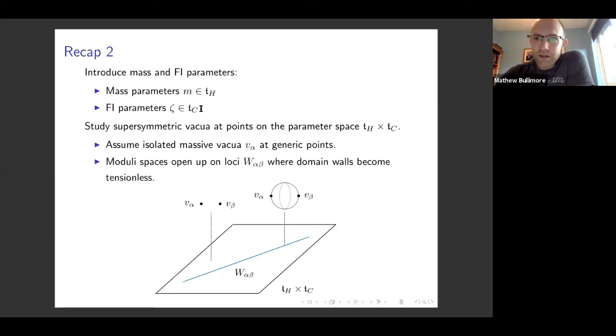But on the other hand, if I go to some special codimension 1 loci, and these are basically the loci where domain walls between these vacua become tensionless, if I go to those loci, then I can get a moduli space opening up, an extended moduli space of vacua. And that's what I'd like to talk about in today's lecture, is to speak a bit more about these moduli spaces that open up and what mathematical structures they have.